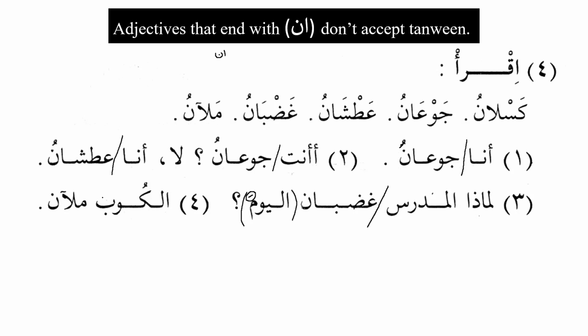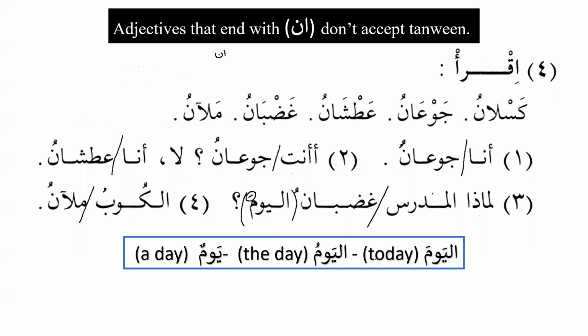Al-kubu mal'anu. The cup is full. Excellent. So as we can see over here, jaw'anu, atashanu, ghadbanu, and mal'anu, they are all mamnu min as-sarf. They are diptote. They don't accept tanween because these are adjectives and they end with alif noon. Now I was talking about al-yawma. So please see over here carefully. Al-yawma with fatha means today.